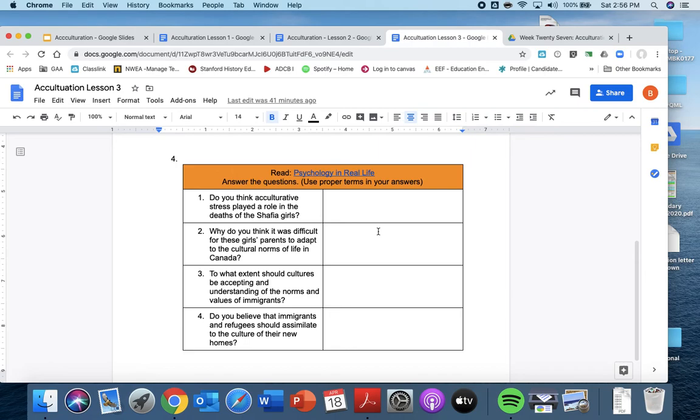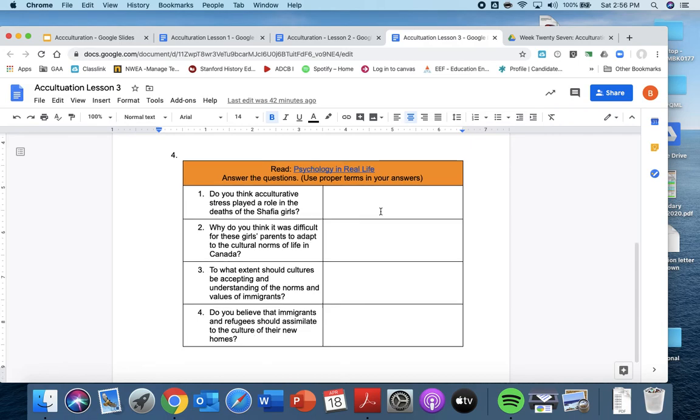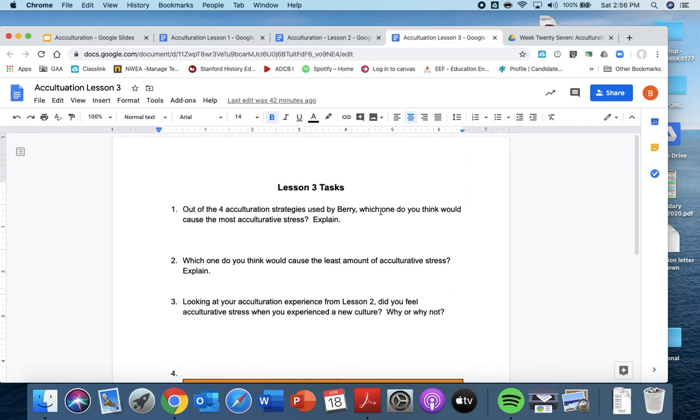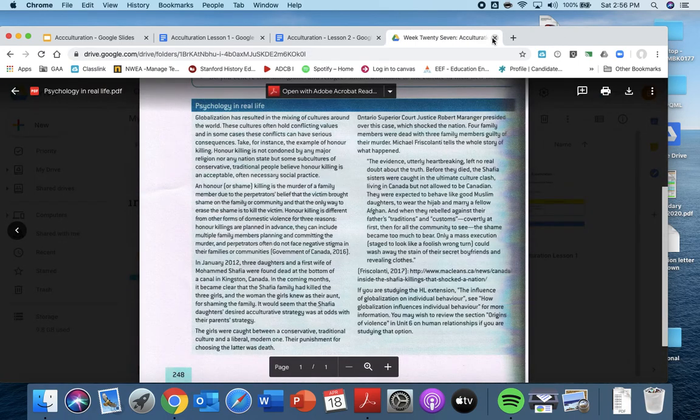The 4 questions are: Number 1, do you think acculturative stress played a role in the deaths of the Shafia girls? Number 2, why do you think it was difficult for the girls' parents to adapt to the cultural norms of life in Canada? Number 3, to what extent should cultures be accepting and understanding of the norms and values of immigrants? And number 4, do you believe that immigrants and refugees should assimilate to the culture of their new homes? That is your last assignment of the week.